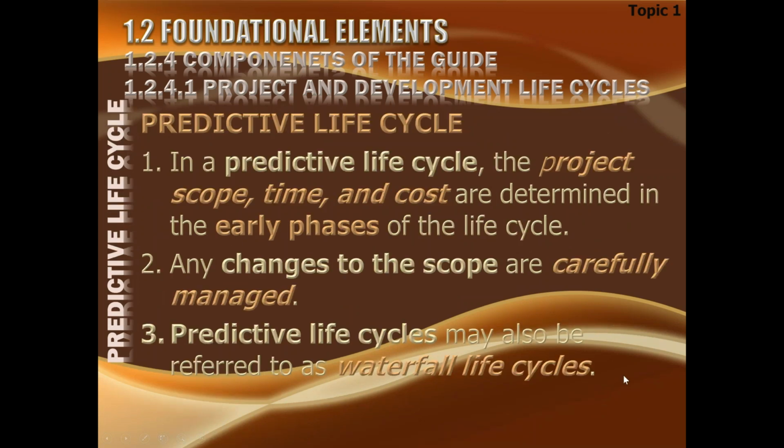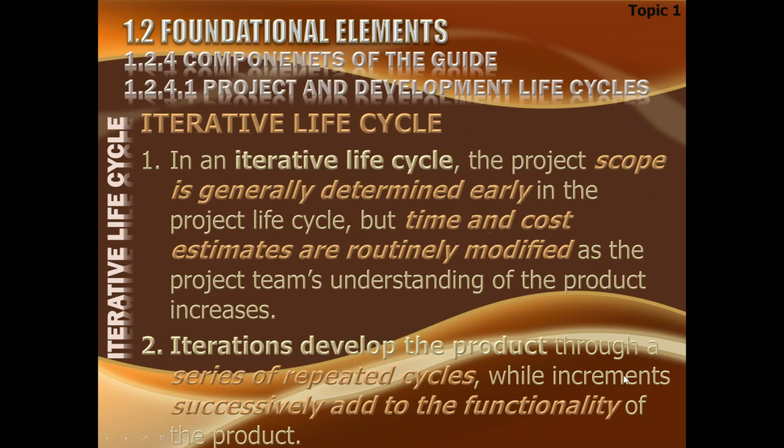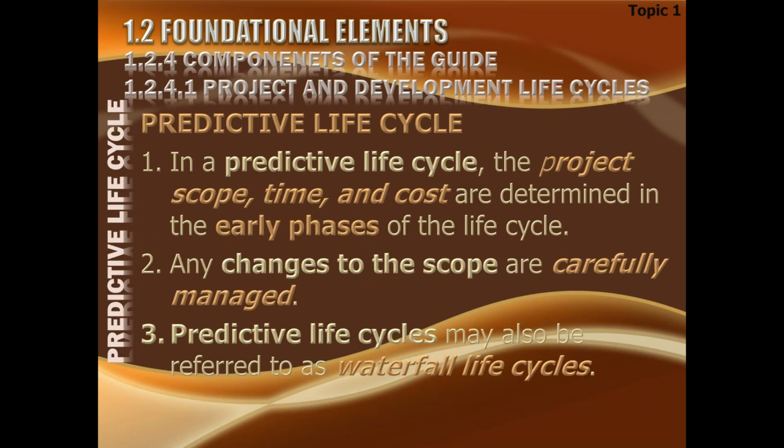Okay, the predictive, we are talking about the extremes. In a predictive life cycle, the project scope, time, and cost are determined in the early phases of the life cycle. Now, what about the scope, time, and cost? These are three things. These are the three project objectives.